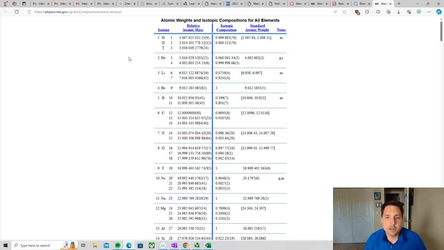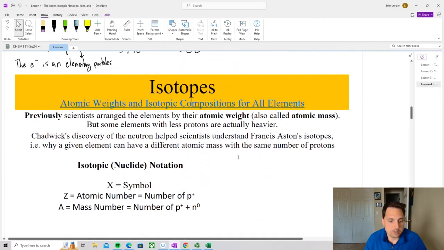Okay, so we can take a look here, and we can see the atomic masses of the different elements, and we'll see that some of the elements have more than one number listed. These are the isotopes of the elements. So I have, for example, carbon 12, carbon 13, and carbon 14. The only difference between these three isotopes of carbon is how many neutrons that they have. So let's talk about this.